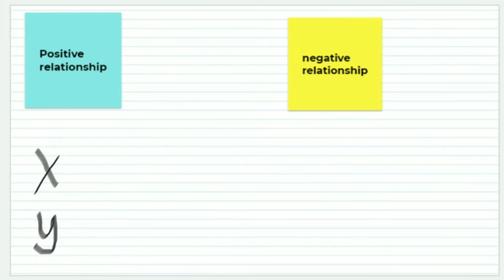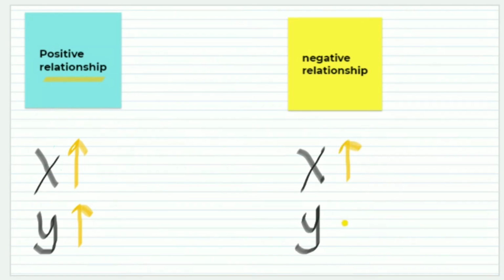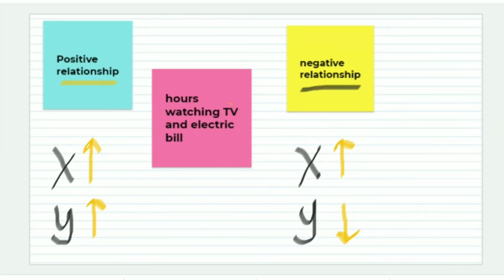So we have positive relationship and negative relationship. Again, when we're talking about relationship, we are talking about two variables, the x and the y. When we say positive relationship, as x increases, y also increases. Therefore, they have the same direction. So that is positive relationship. In negative relationship, we also have two variables, the x and the y. If x increases, then y decreases. So it doesn't have the same direction. It has the opposite direction.